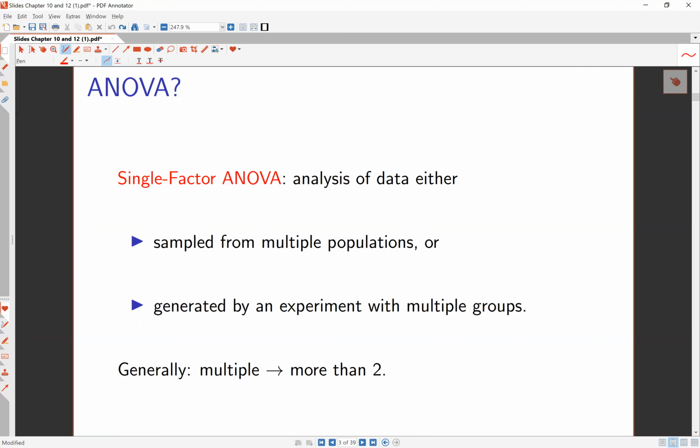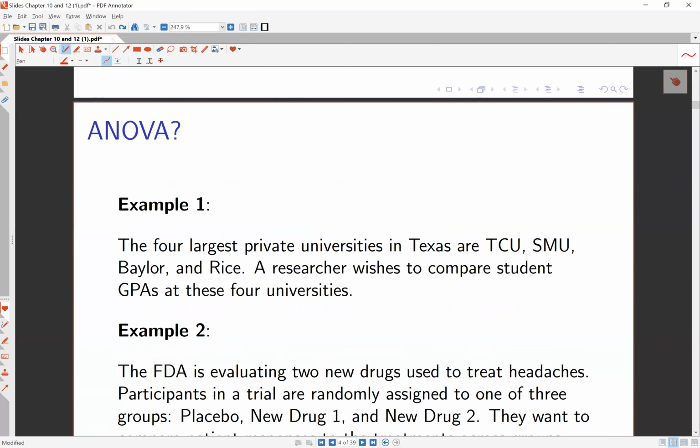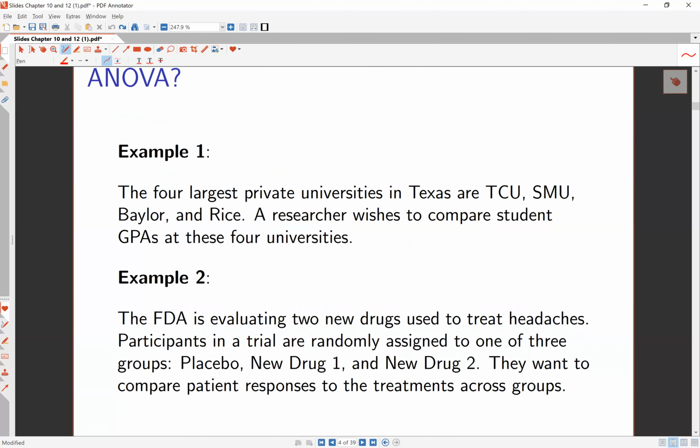So exactly what does this look like? Let's just discuss two hypothetical examples. Say someone wants to do a comparison of the four largest private universities in Texas. And so the researcher decides to take a sample of students from each of the four schools, TCU, SMU, Baylor, and Rice. Here we have four different populations defined to be the student bodies at each of those schools. And so this is an ANOVA setting where we are sampling from four different populations.